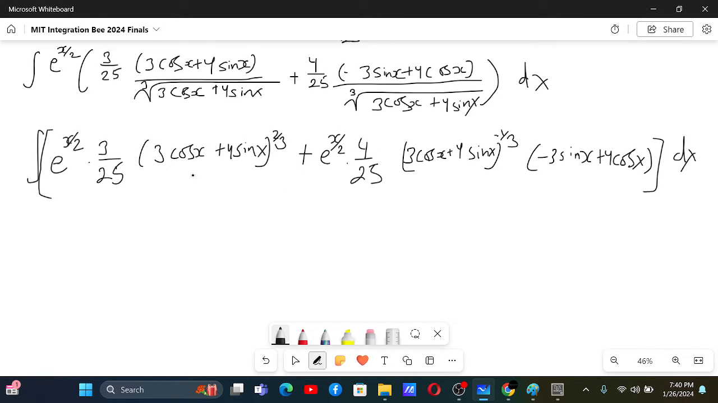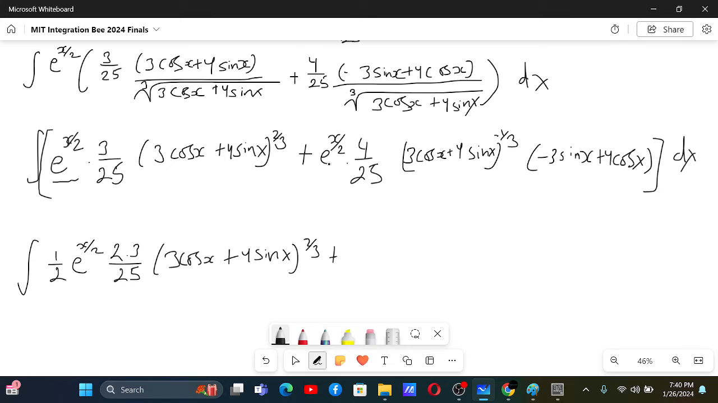Basically, over here we should have the derivative of e to the power x by 2. The derivative of e to the power x by 2 is 1 by 2 times e to the power x by 2. But now since we have added 1 by 2 over here, we also need to multiply by 2. And then we have over here 3 by 25, so 2 times 3 by 25, and 3 cos x plus 4 sin x to the power 2 by 3.